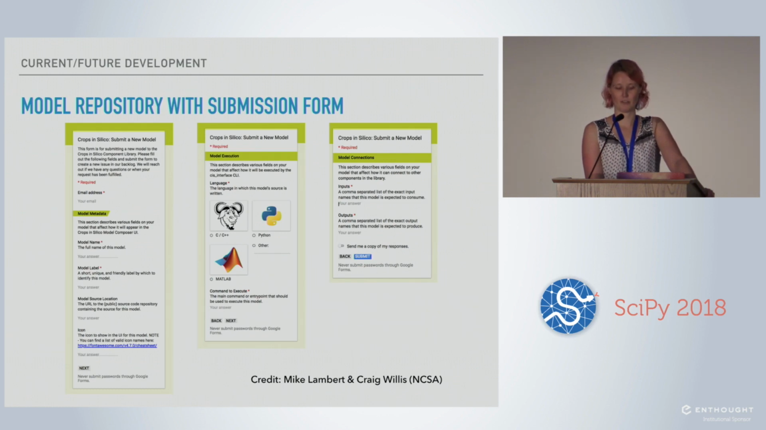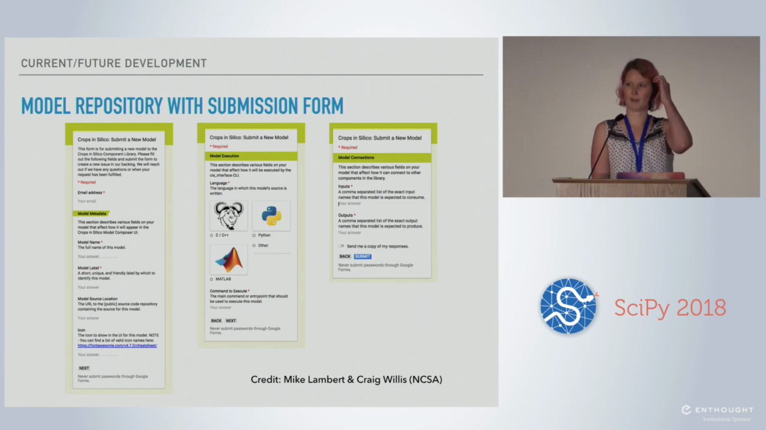First is having a model repository where domain scientists can submit their models. So it might look like this; this is preliminary work from Mike Lambert and Craig Willis at the NCSA. And so you would submit a form that describes your model, giving it a name, the location of your source code, the language it's written in, how to run it, and input and outputs for your model.